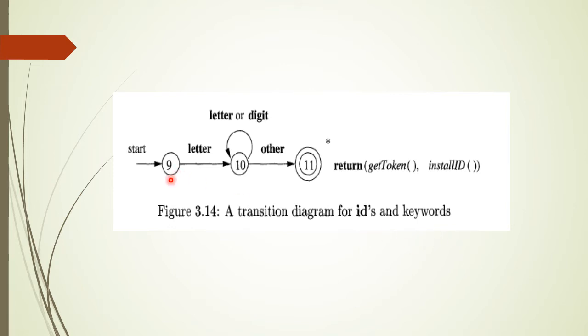By the definition, an identifier must start with a letter followed by any number of letters or digits. So even a single letter can be treated as an identifier. Here, install ID will install the identifier into the symbol table. That means it will store the identifier in the symbol table. The get token function makes you read the next lexeme from the lexical analyzer phase of a compiler.